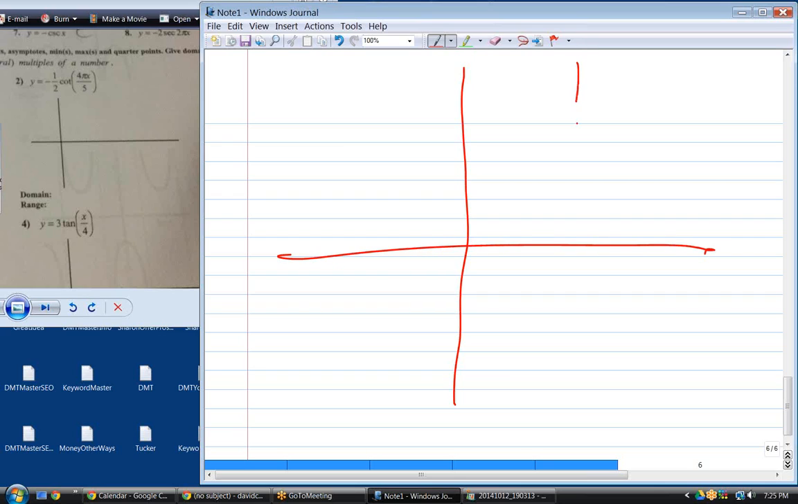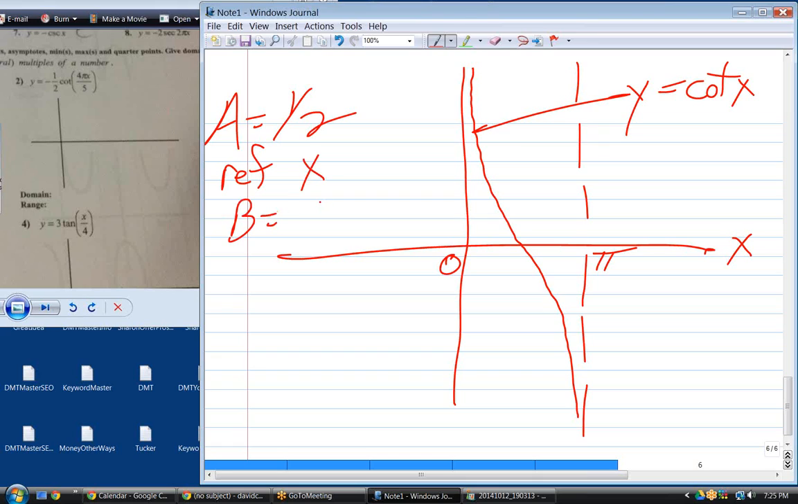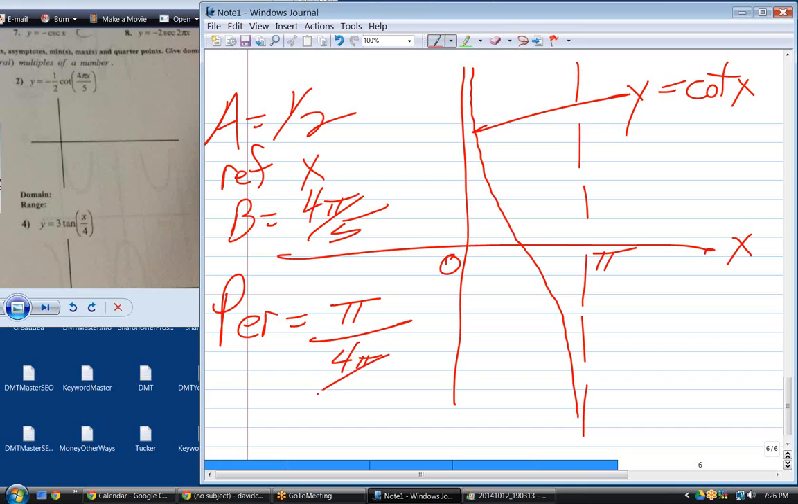Let's just start with a cotangent function that hasn't been messed with. Remember, it always goes down, cotangent, always decreasing, and it goes from 0 to pi. That would be y equals cotan x. Okay? So, A is 1/2. We have a reflection over which axis? The x. B is what? 4 pi over 5. Which makes the period, remember, pi divided by 4 pi over 5, so it's 5/4. So the period is 5/4.